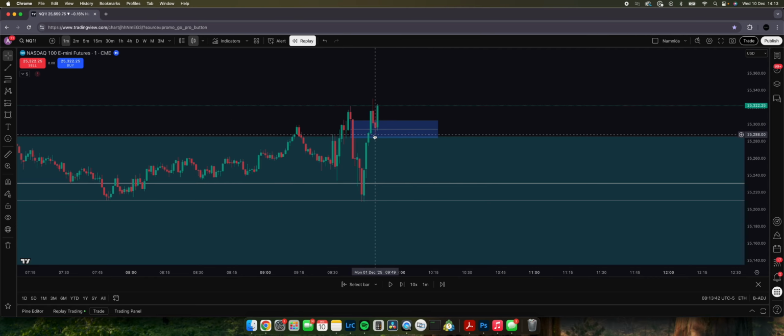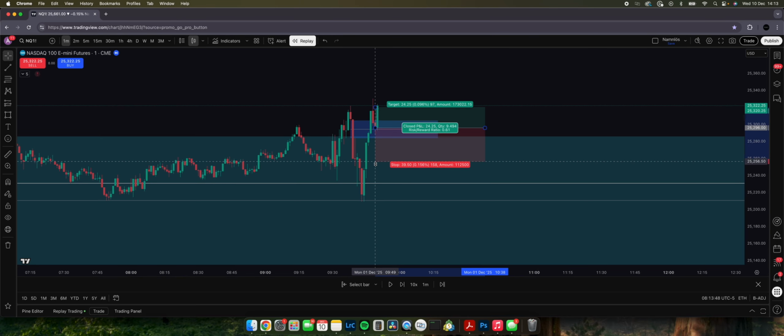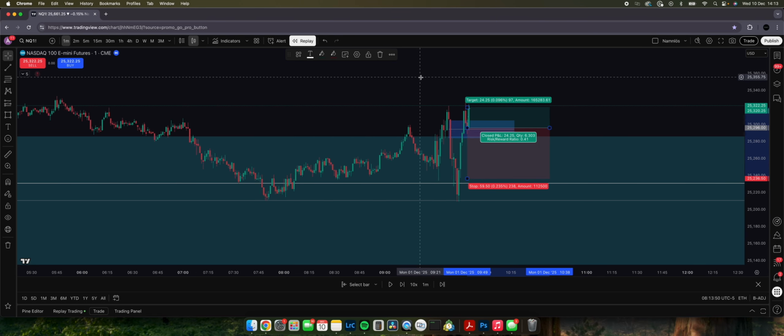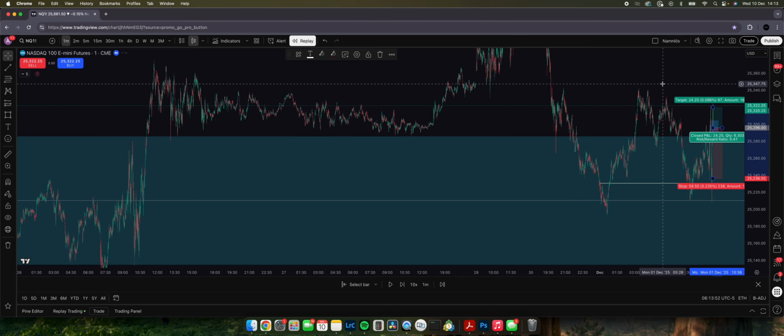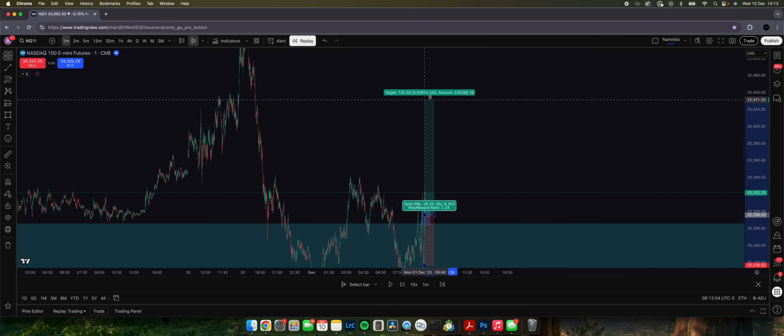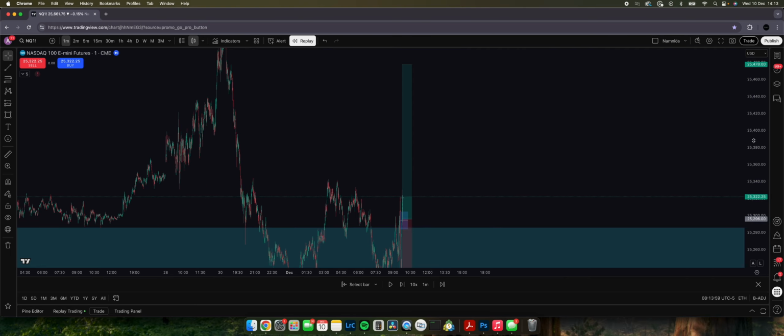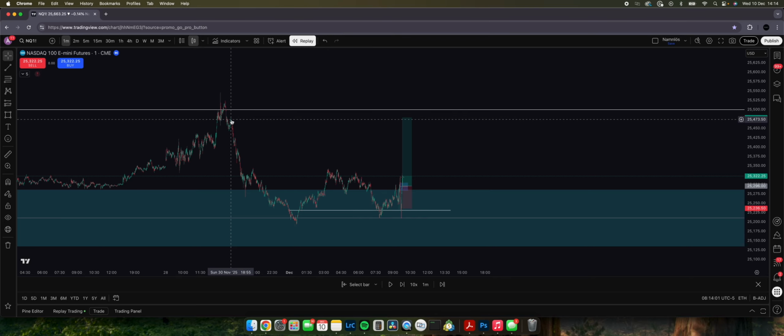So here's a potential entry, so that we can just mark it out. That's literally one of these entries I would like to take. And we know that we're really bullish. So I would actually be putting my target at least to that high, because I know this will be a real clean run.